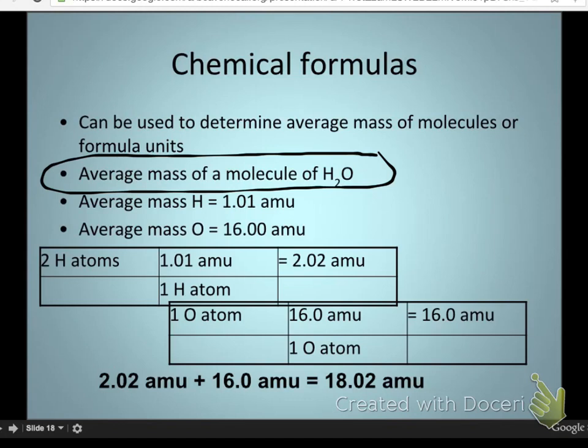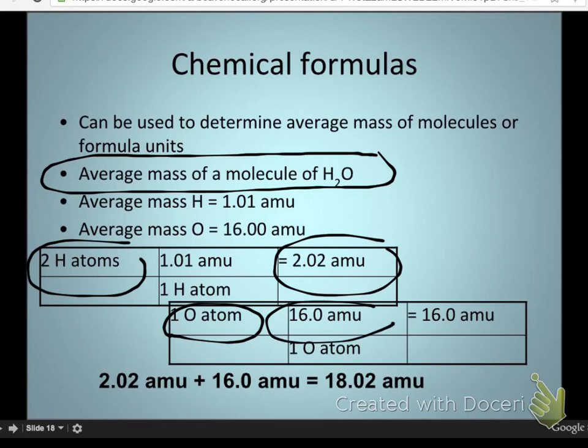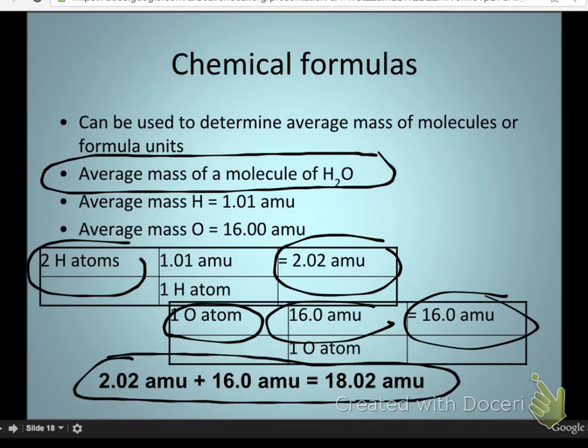We can figure out the mass of a single molecule of water, and we do this by just using the molar mass of each of the things that's in it, multiplied by the number of atoms of hydrogen or oxygen. So we have 2 atoms of hydrogen, 1.01 AMUs. So the mass of the hydrogen in there is 2.02. 1 oxygen atom, 16.0 AMUs. We add those together, and that is the mass of a single water molecule. Couldn't be easier. We'll do a bunch more of these together.